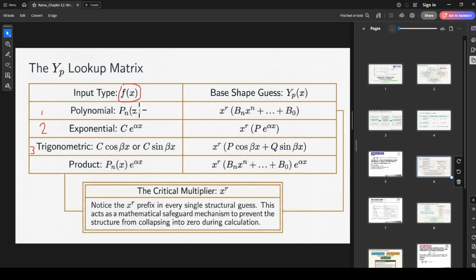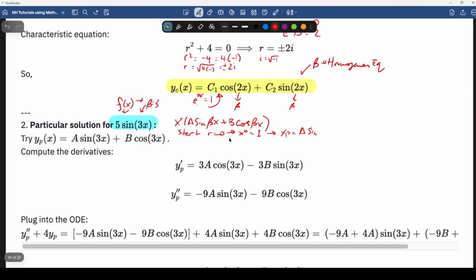So if you go back there, see trigonometric c cos beta x or c sin beta x, the beta in this case will be our 3 value. Okay, 5 sin 3x, 3 is our beta here. That's why the general form of yp will be a sin 3x plus b cos 3x, with this using r equals 0.